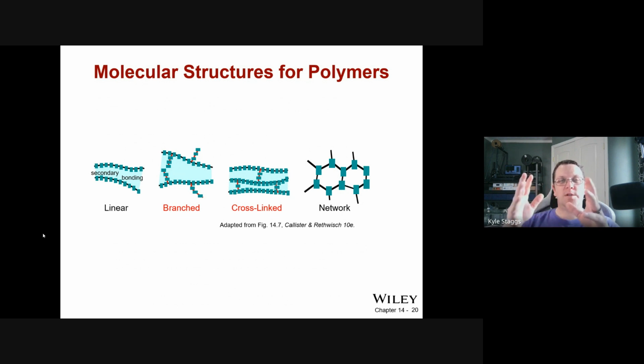Then you have this branched arrangement, and the branched arrangement allows for some of these smaller chains to come off of the sides. You have cross-linked, meaning these kind of network-like relationships where it creates almost truly a net of the polymer itself. Cross-linking happens to form all kinds of gels.